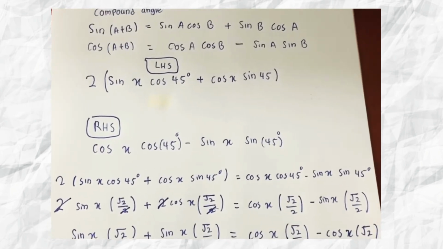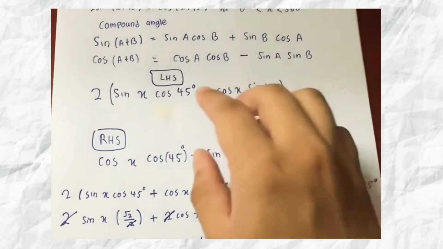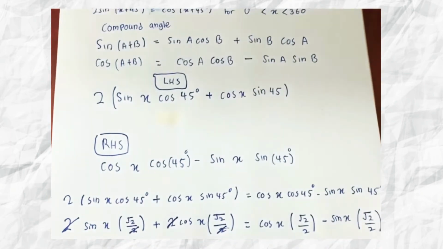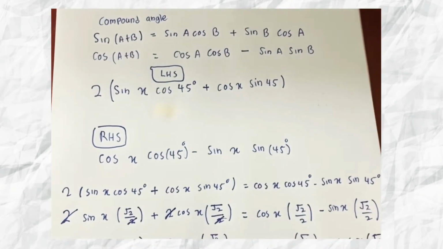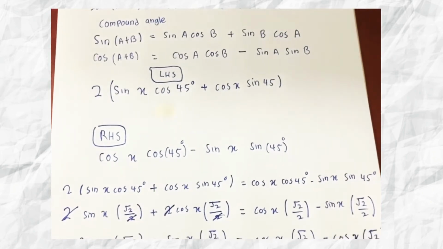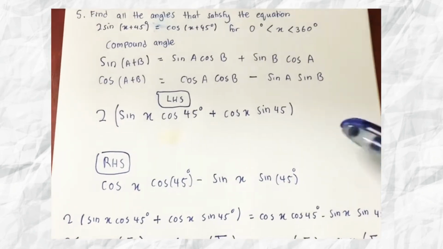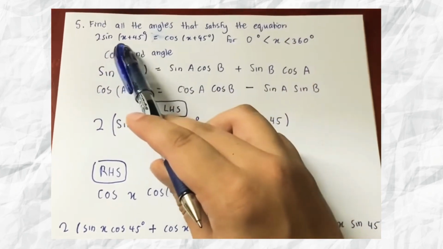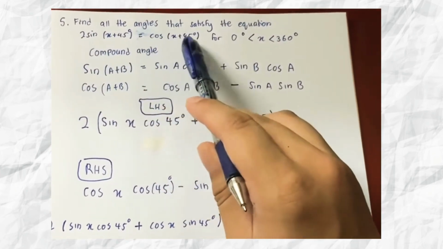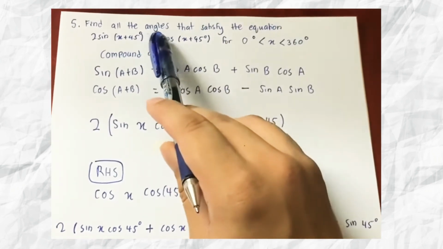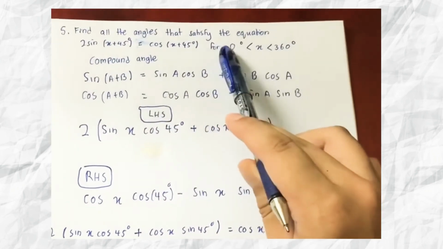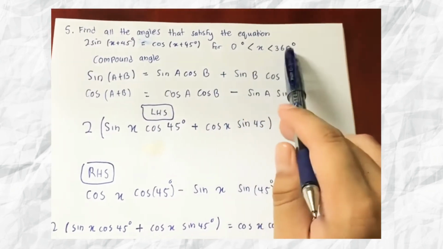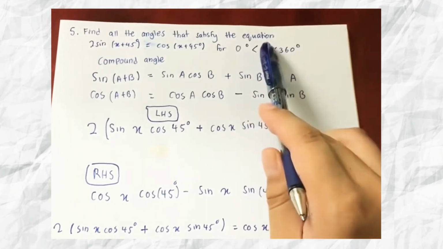This is my portion, and we will be discussing the fifth question in the maths assignment. So let's start. Find all the angles that satisfy the equation 2 sin(x + 45) = cos(x + 45), for 0 degrees to 360 degrees, where x is in between.